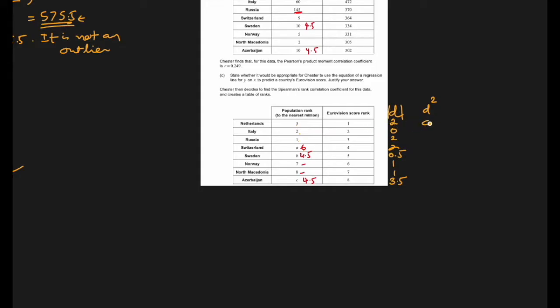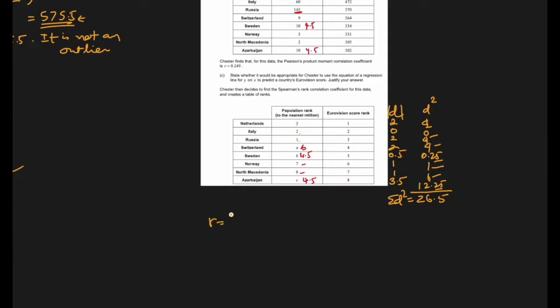2 square is 4, 0 square is 0, and 4 again, 4 again, 0.25, 1, 1, and 12.25. And I have to add all of them, sigma D square, that's what I need. 4, 12.25, 13.25, 14.25, 14.5, 26.5. That is sigma D square.